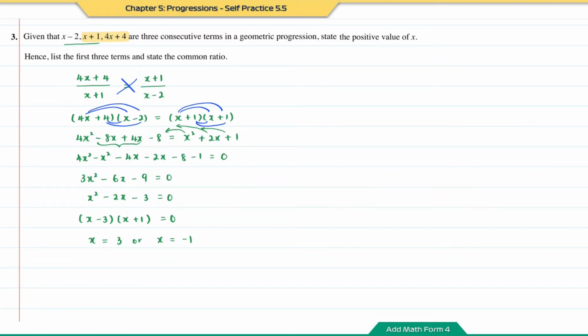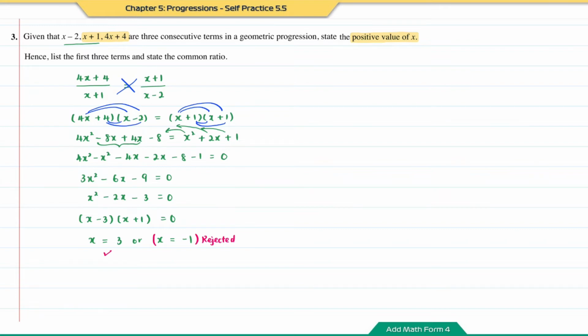This question has stated to state the positive value of x. Therefore, x equal to negative 1, we're going to reject it. And we're going to accept the answer x is equal to 3. So now we already know the value of x.